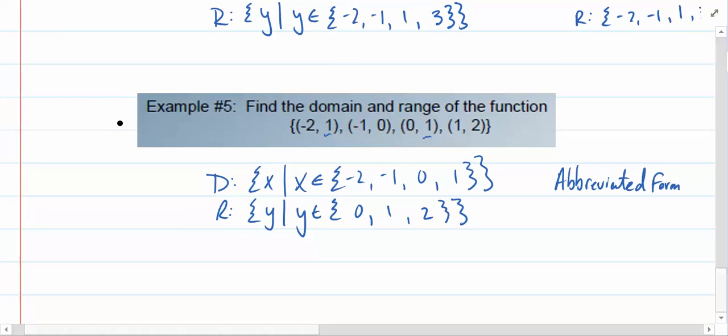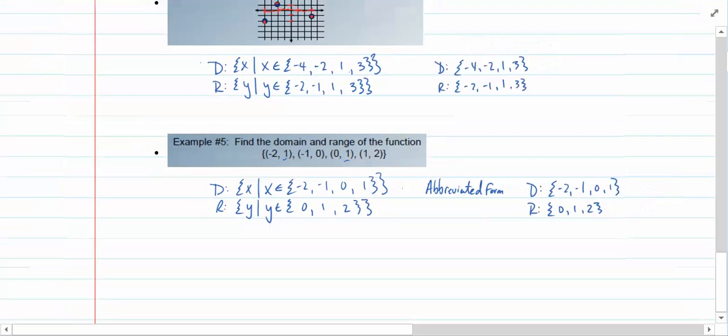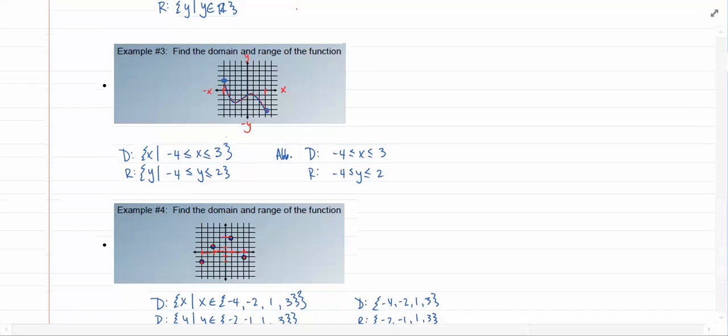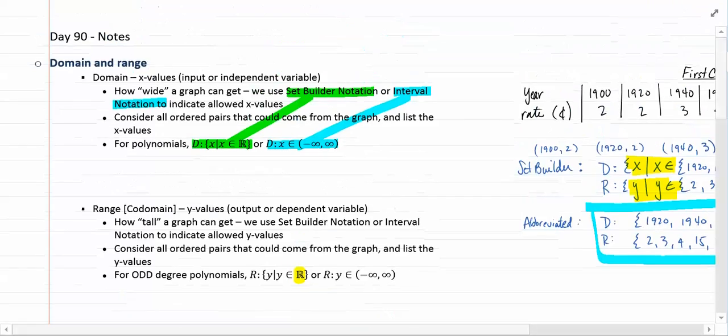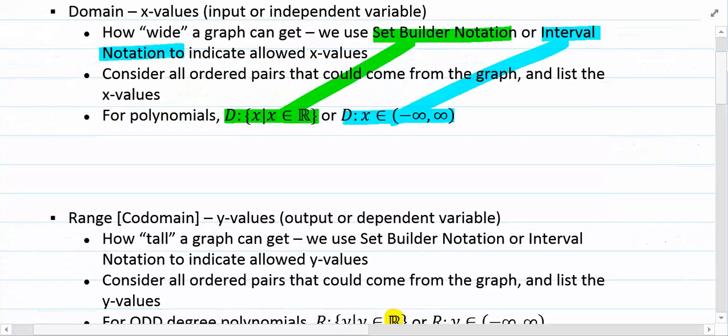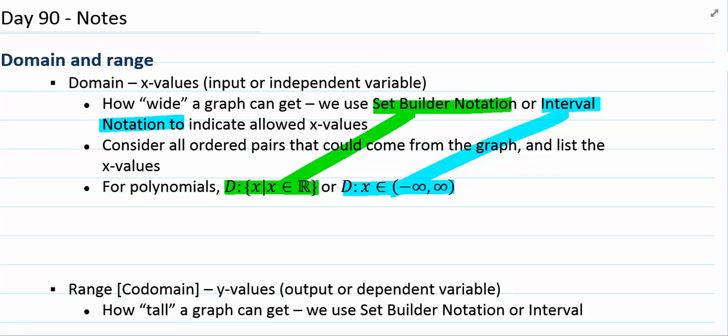Hopefully that gets you pretty well comfortable with the concept of domain and range, as well as considering what objects are functions and not. So today we have a series of practice problems to work on, and I wish you good luck. Let me know if you have any questions, and I'll be happy to help.